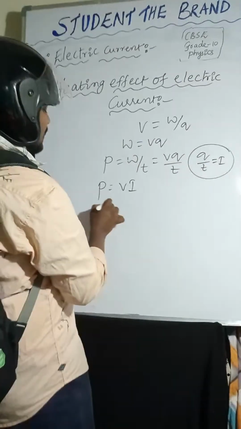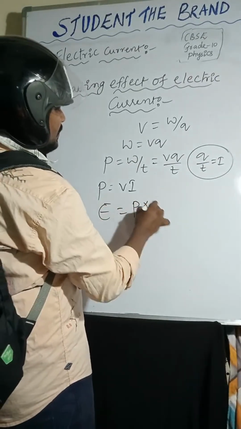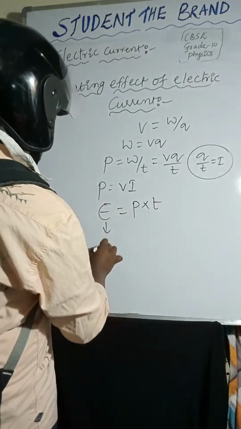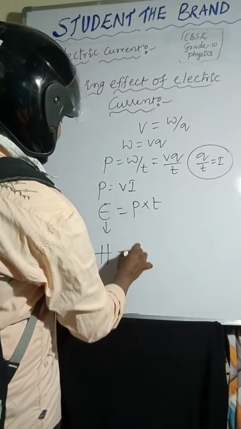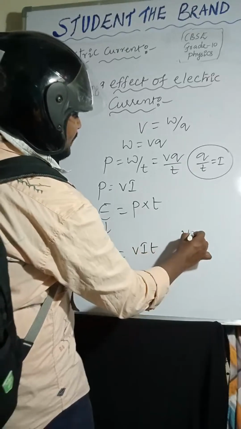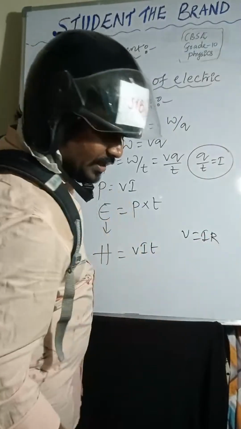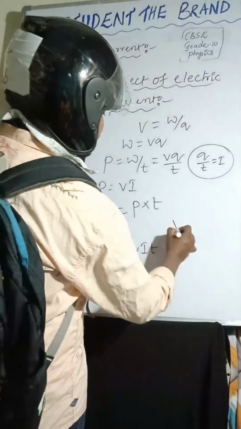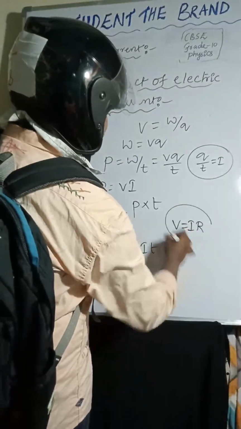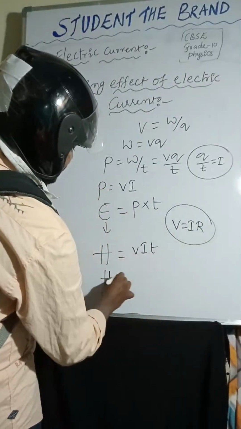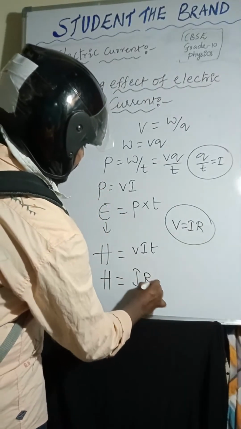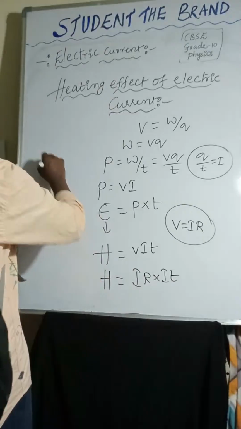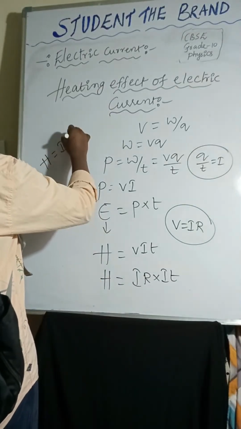Energy given to the conductor is equal to P into T. So whatever the heat energy is given, that will become heat. So H equal to VI into T. We know V equal to IR. Now H equal to IR into I into T. Then we'll get H equal to I square RT.